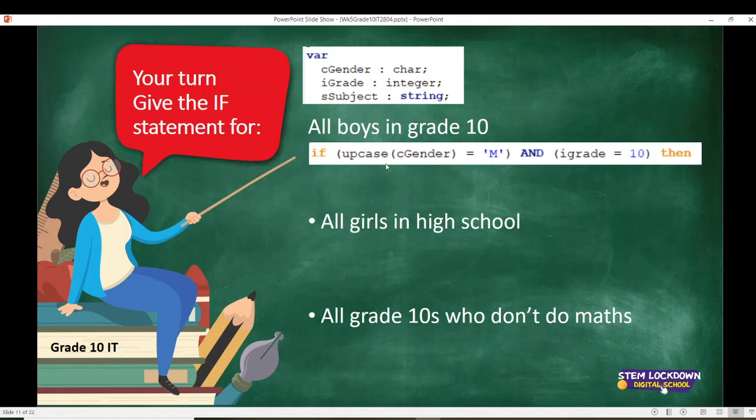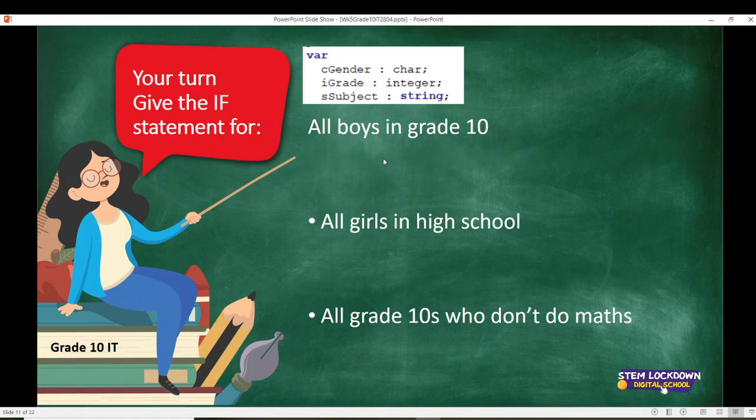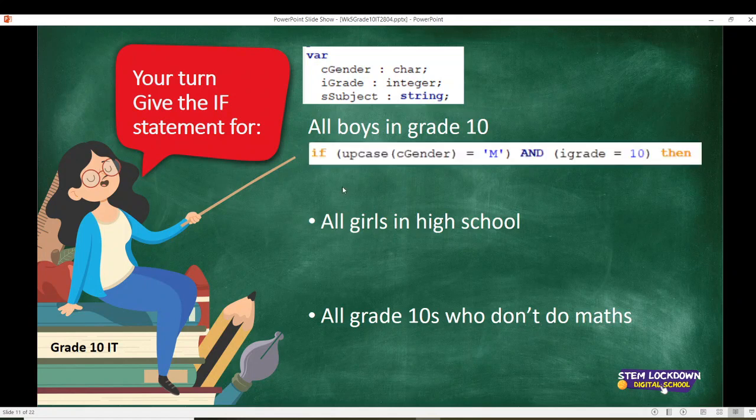Please note, we have discussed this before. We apply the uppercase function to make sure that whether they type a capital or a lowercase m, it's still going to evaluate it as an M, because I'm forcing the contents of the variable to a capital letter and then comparing it to a capital letter. Okay, and then grade equals 10. All the girls in high school.